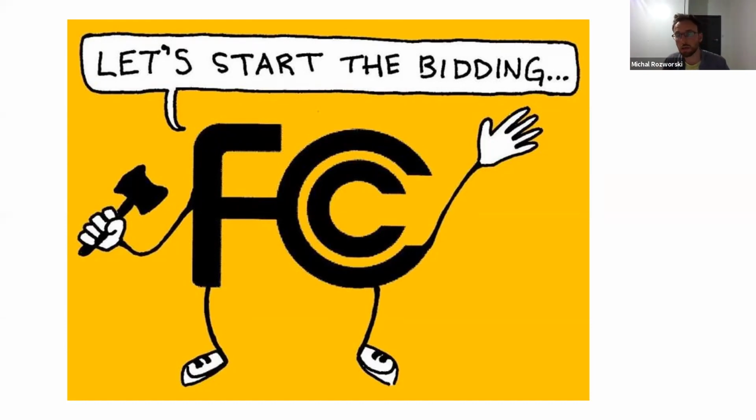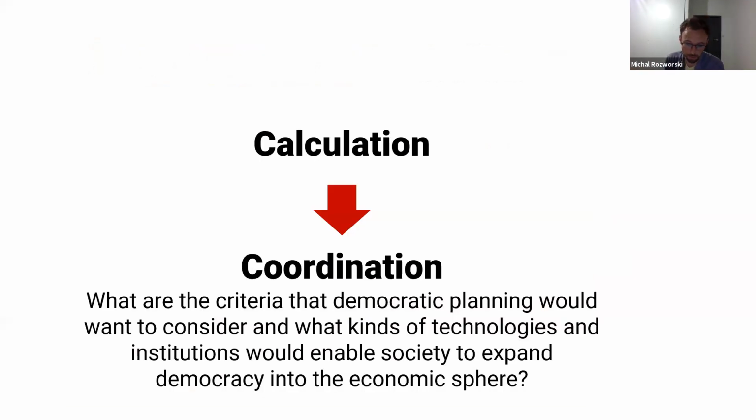So what do the institutions and technologies in this broader sense look like that could govern production and distribution in a socialist society? And if technology isn't neutral, it's not a case of just reprogramming the big computer to say, better working conditions, maybe a bit less output per hour, or output per unit of labor. What are the criteria that democratic planning would want to consider, and what kinds of technologies and institutions would actually enable society to expand democracy into the economic sphere? I think these are hard questions. To me, sometimes they seem hopelessly abstract.